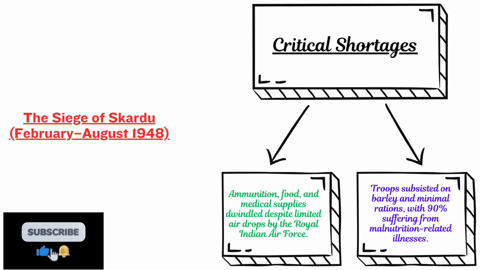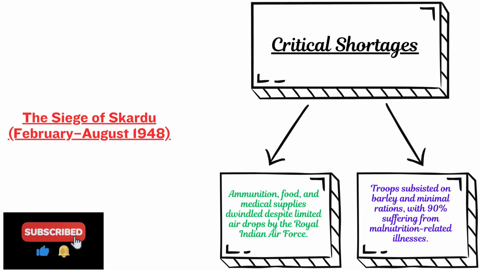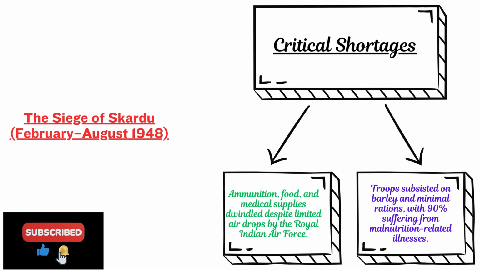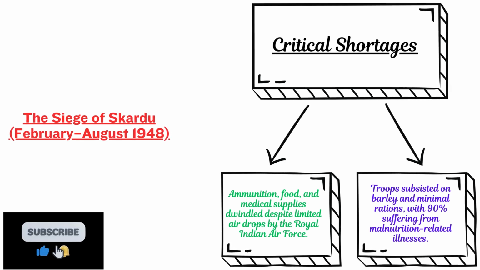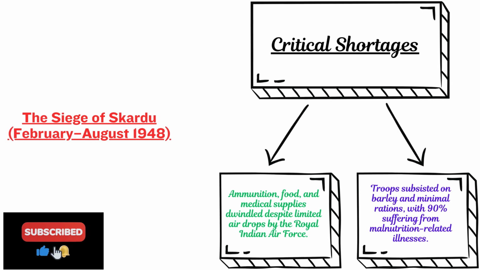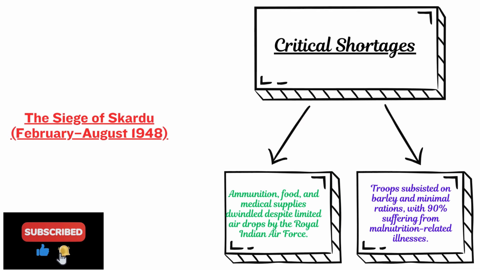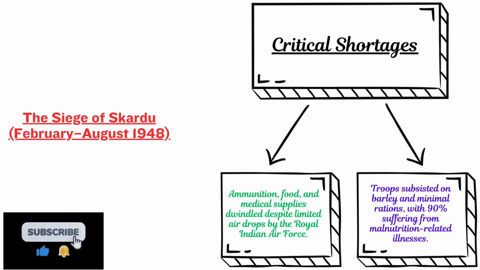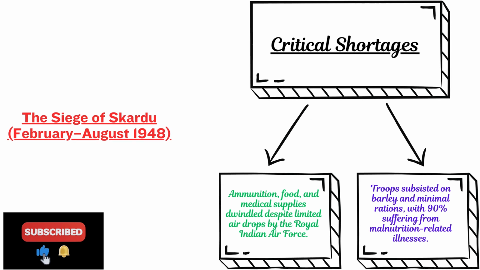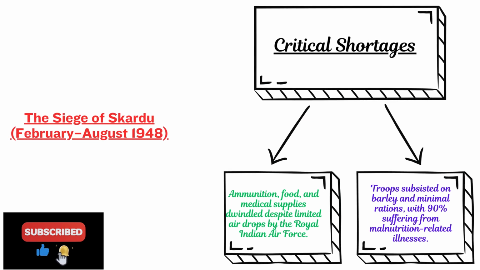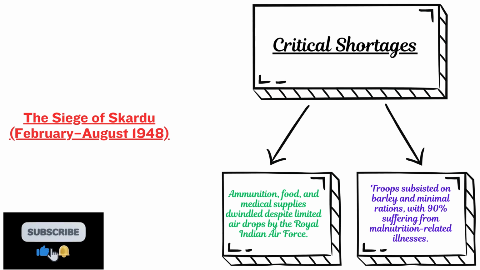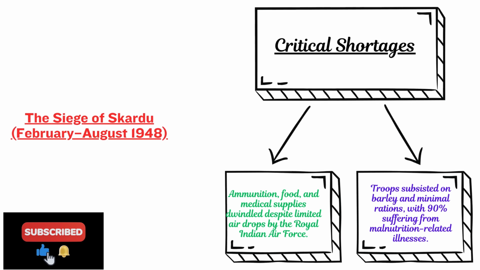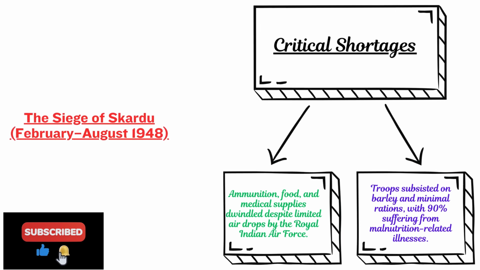Food rations were reduced to bare minimums. Medical supplies were scarce, leading to a worsening health crisis among troops. Troops were forced to subsist on barley and minimal rations. As a result, 90% of the defenders suffered from malnutrition-related illnesses, including severe weakness and inability to fight effectively. Dosto, the shortages of food, ammunition, and medical aid created an almost impossible situation for Lieutenant Colonel Sher Jung Thapa and his men. Despite this, their courage and determination never wavered.